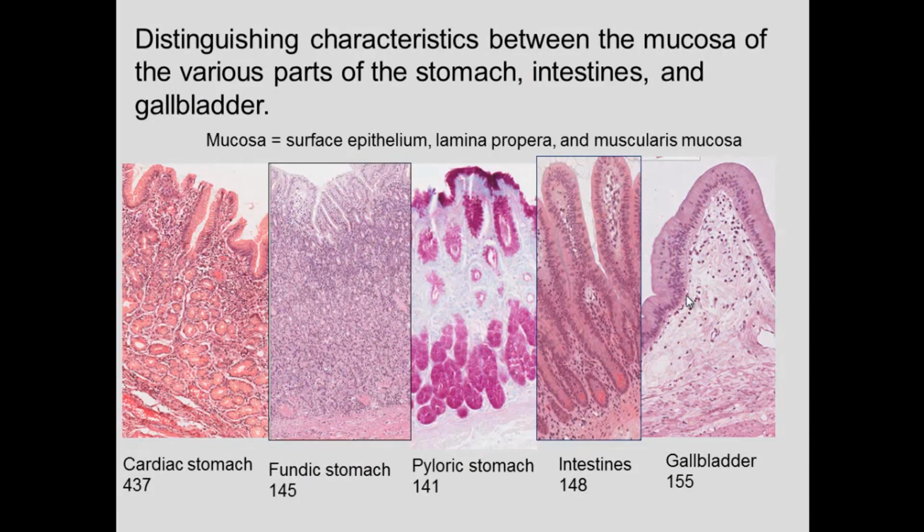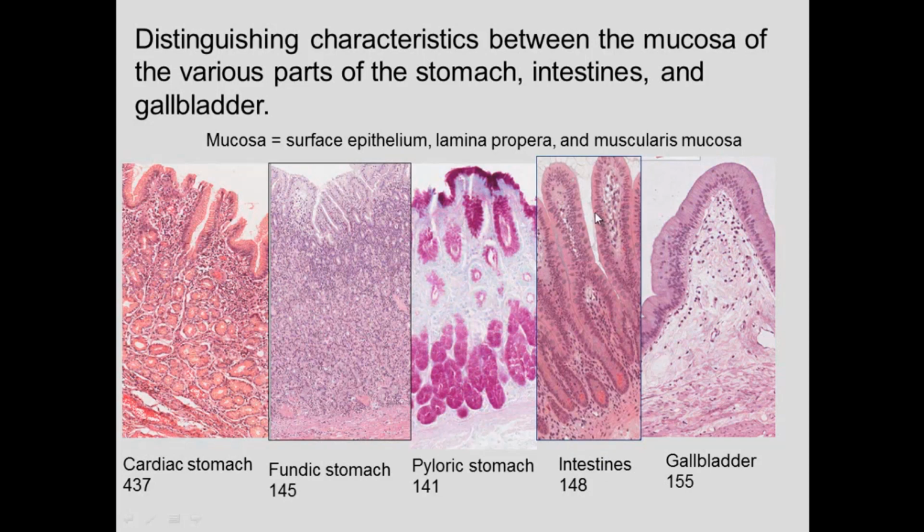Now, one of the things you need to do with the GI tract is to be able to identify different cells on the surface. And here's the cardiac region. These are the three regions of the stomach. This is the fundic region where you have surface mucus cells on the surface. You have parietal cells, chief cells in through there. Pyloric region, this is PAS staining.